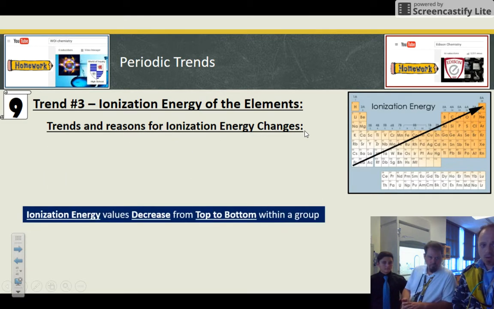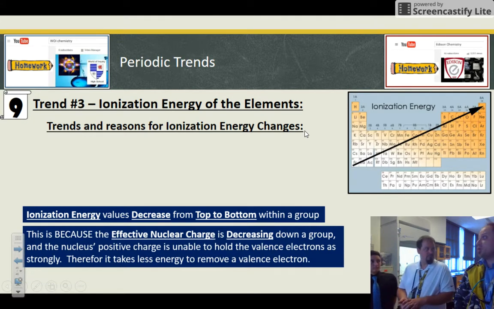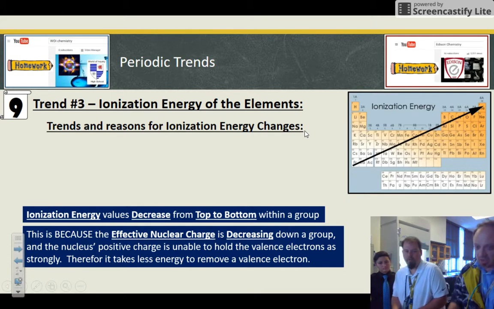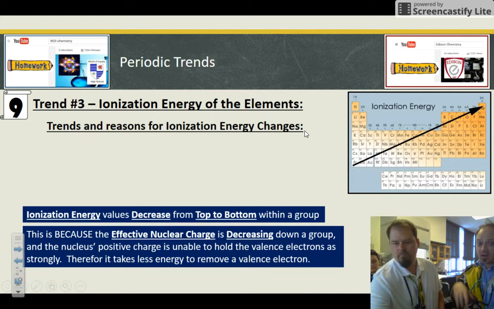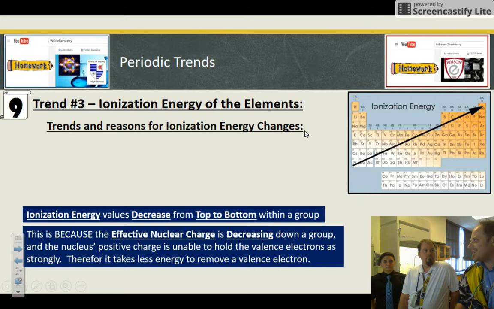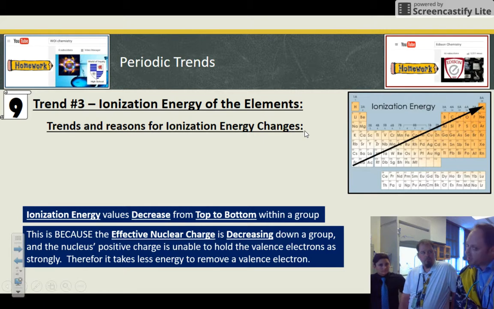Exactly. As you go down a group, ionization energy drops for the same reasons that we keep saying. The effective nuclear charge is decreasing as you go down. So the electrons on the outer shell and other electrons do not feel the pull of the nucleus as strongly, which makes them loosely held and very easy to get stolen away or knocked off by some other element.